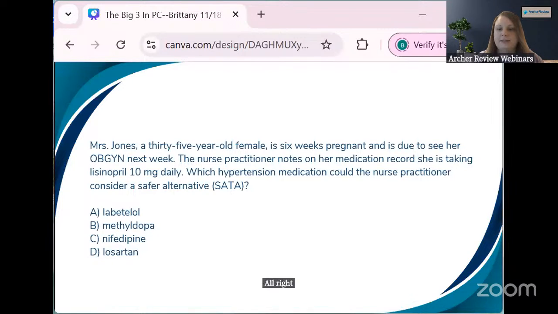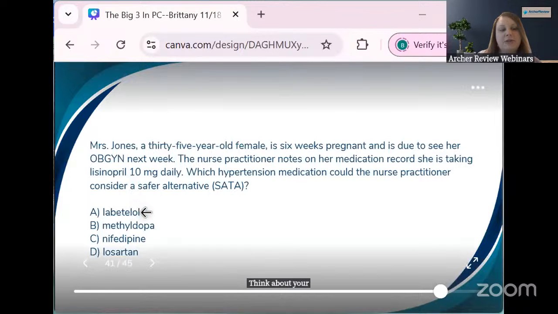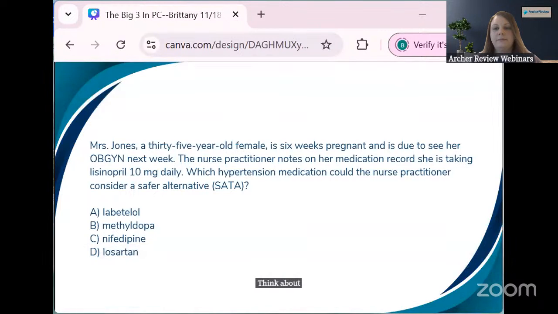All right, let's check the chats. Okay, this is a select all that apply. So far we have A and C. Anything else that could be an option? Think about your drug classes. Look at your endings on these. Okay, what is LOL? That's your beta blocker, right? Think about losartan. What is losartan? Is that safe for pregnancy? Think about what else. So what do we talk about in our lecture of what classes are safe versus not for pregnancy?